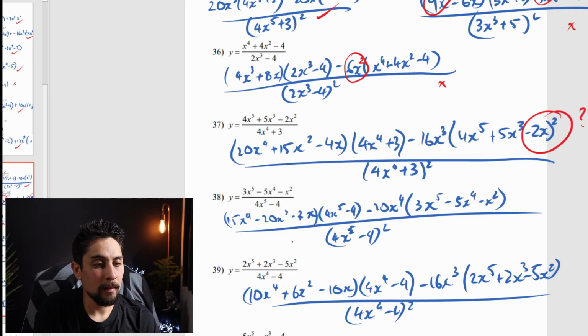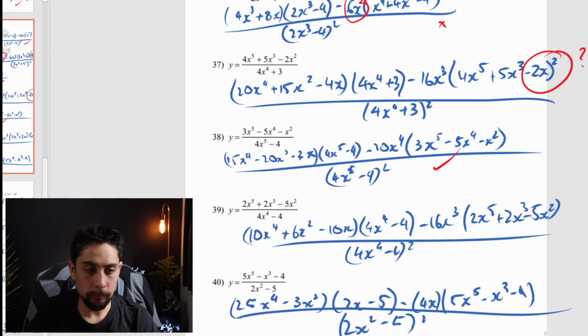That's odd. Number 38. 4x5 minus 4, 15x4 minus 20x3 minus 2x, minus 20x4, 3x5 minus 5x4 minus x2, and denominator squared. Number 39. Where are we? Yes, number 40. Number 39. 4x4 minus 4, 10x4 plus 6x2 minus 10x minus 16x cubed, 2x5, 2x3, 8x2, denominator squared.